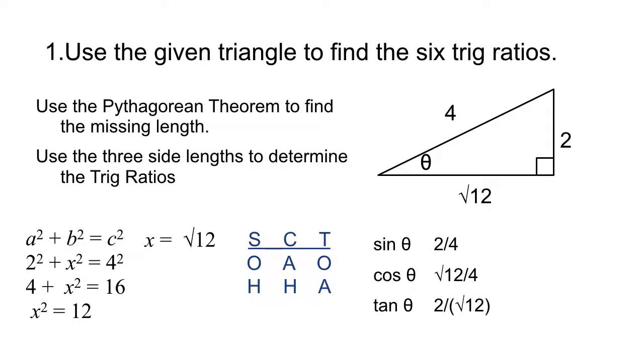Now, in class, you will remember that you learned how to rationalize the denominator. So you would need to multiply that fraction by square root of 12 over square root of 12. And your final answer would be 2 root 12 over 12, or square root of 12 over 6.